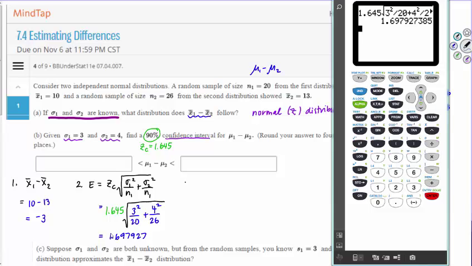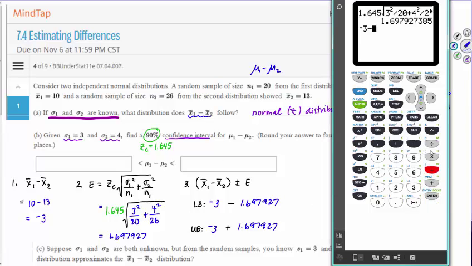So the third step in making the confidence interval is to take the point estimate, the difference between the two sample means, and add or subtract the margin of error to create a lower bound and an upper bound. The lower bound gets the minus, the upper bound comes from the plus of these combinations. So remember the point estimate was -3, and the margin of error is 1.697927.